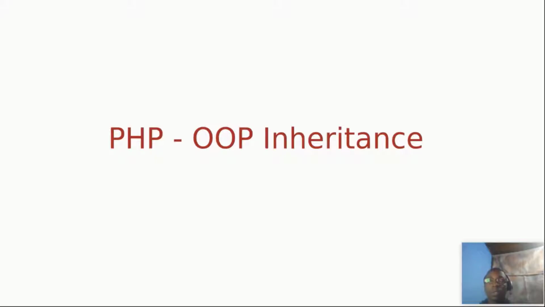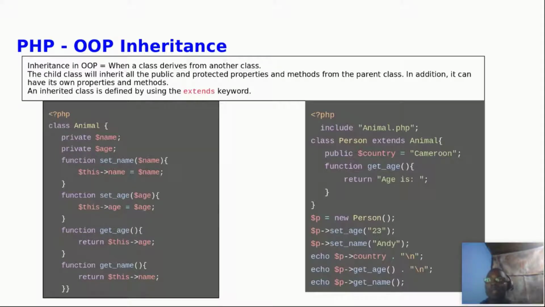Just like the name states, I want you to first of all imagine what you inherit from your parents. What is it that your parents have that you have, right? That is the same thing that happens here, because inheritance is simply a class deriving some methods and properties, or all of the methods and properties from another class, right?